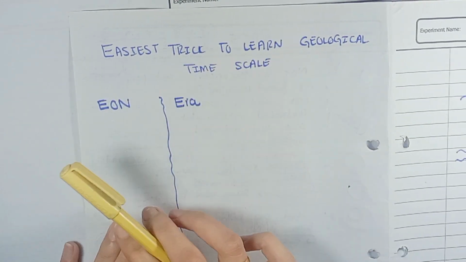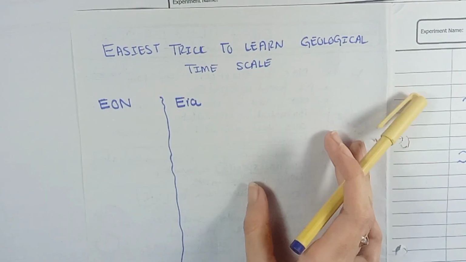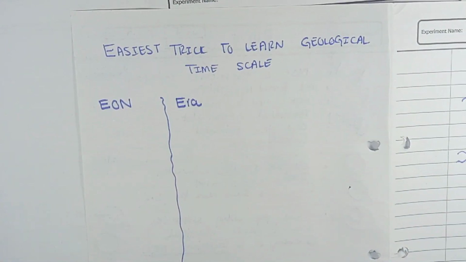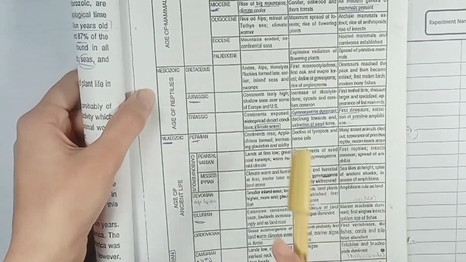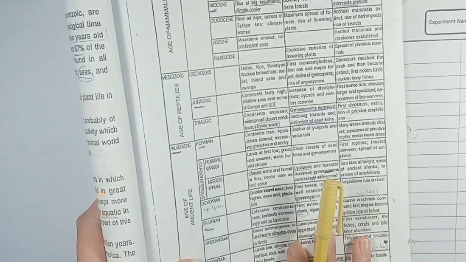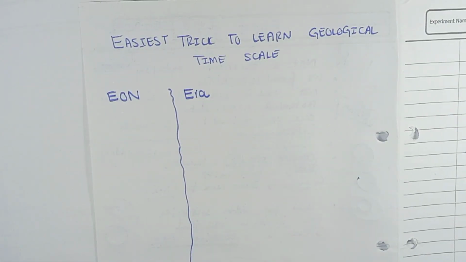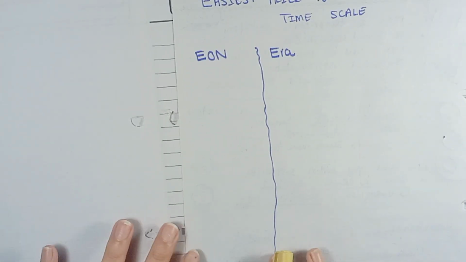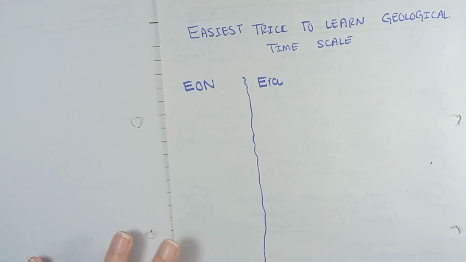In today's lecture, we are going to see a trick by which we can learn the geological time scale in the very easiest way. As you know, the geological time scale is very difficult and tricky to remember. I'm going to tell you a very easy trick by which you can easily learn how to draw it. This geological time scale is divided into different parts.